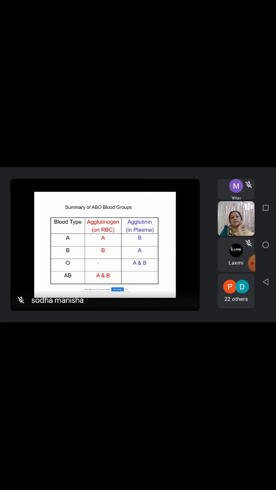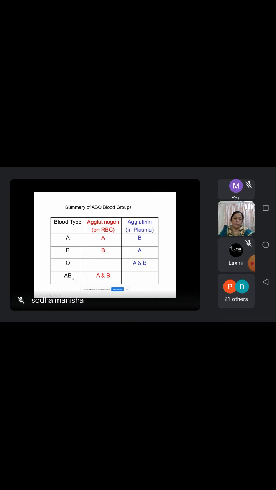So here there is a summary of the ABO blood group. In blood group A, agglutinogen will be A, and agglutinin will be of type B in plasma. In blood type B, agglutinogen will be of type B, but agglutinin will be of type A. In blood group O, agglutinogen is absent, neither A nor B, but both types of agglutinin, A and B, are present.